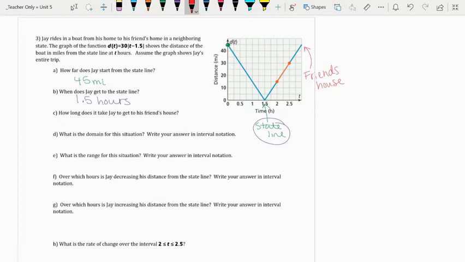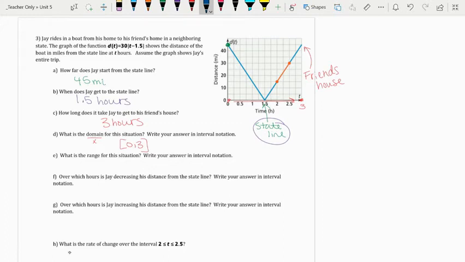So for this one, it'll take him 3 hours, because that would be 3 right here. What is the domain for this situation? Remember domain, these are x's that we are talking about. So we start at 0, we go all the way to 3. So from 0 to 3 with a bracket, because we are at 0 minutes and at 3 hours.